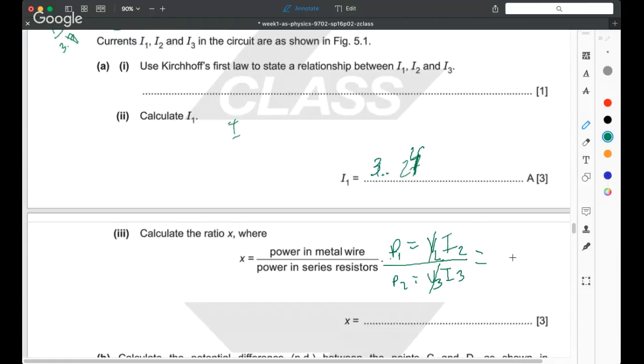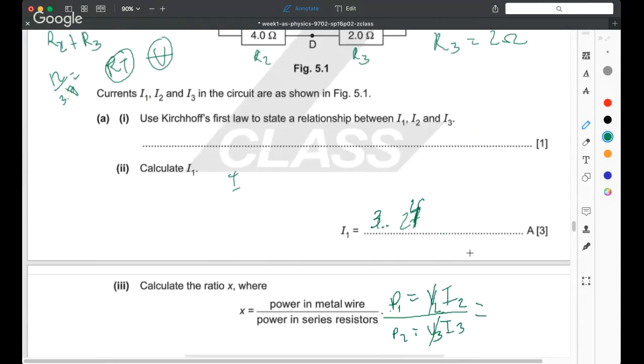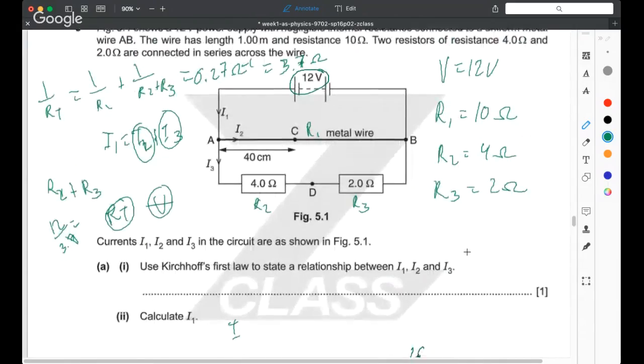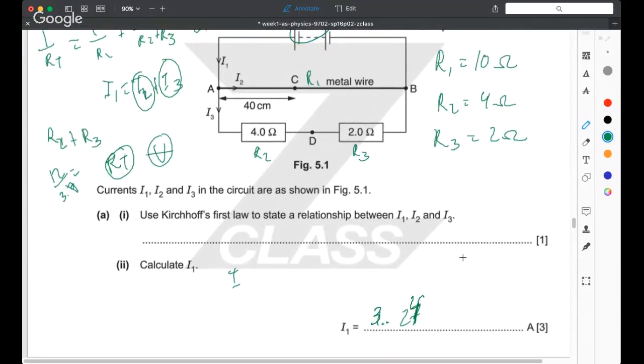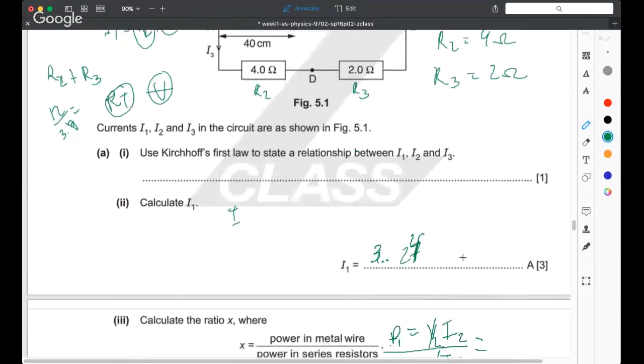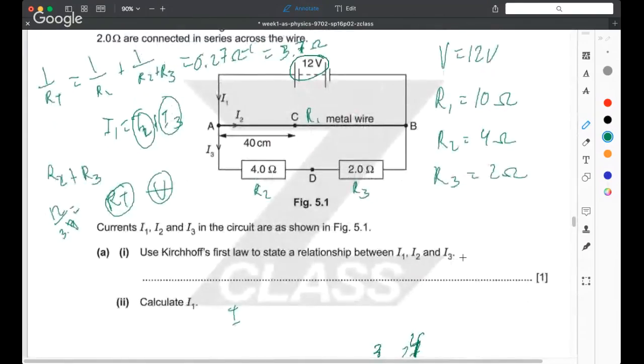It depends on the value of y. So I2 over I3 equals I1. How do you calculate then I2 and I3? You already know that. If the total voltage is equal here, we call it V2 and V3. All of them are equal to the same voltage, 12 volts.